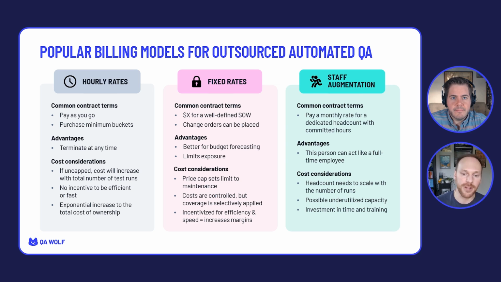Then the third one is staff augmentation. In this model, you pay a monthly rate for a dedicated headcount with a set number of hours. So typically 40 hours a week, 4 weeks in a month, it's going to be 160 hours. You're still billed hourly, but you're actually committing way more upfront to be able to get dedicated personnel. One advantage to this approach is you're getting someone in the QA engineering function that knows that function really well, and they're essentially like a full time employee to you.